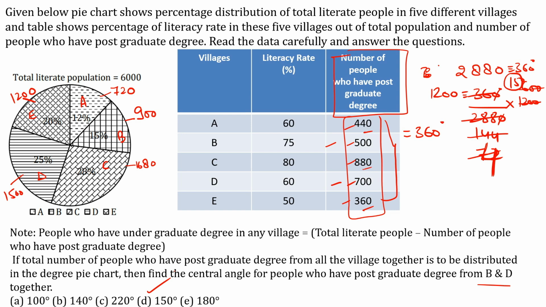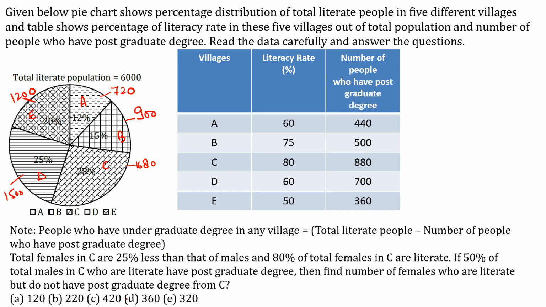I hope you got it. This is the next question, guys. Very good level of question, I have to say. Total females in C are 25% less than that of males, and 80% of total females in C are illiterate. First of all, we are talking about the total population. So what will be the total population in C? How can we determine it?